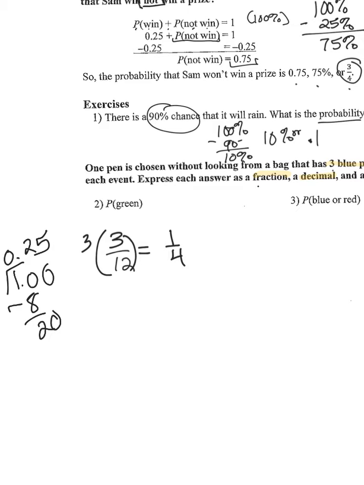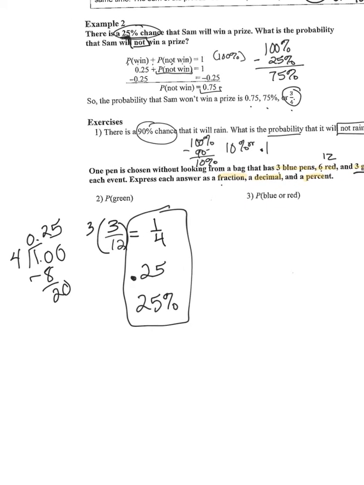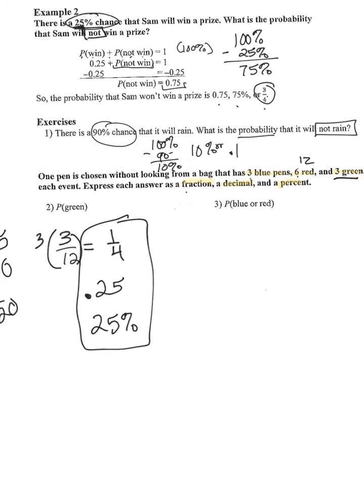0.25. All three of these are going to be ones that you guys know. You know that a quarter is 0.25 or 25%. But just for future reference, if you end up with a fraction and you don't off the top of your head know what the percentage or the decimal version is, you can always divide it and work it out.